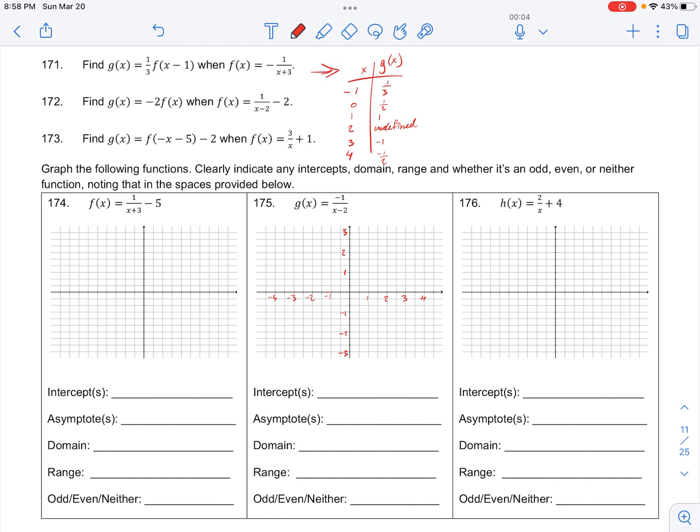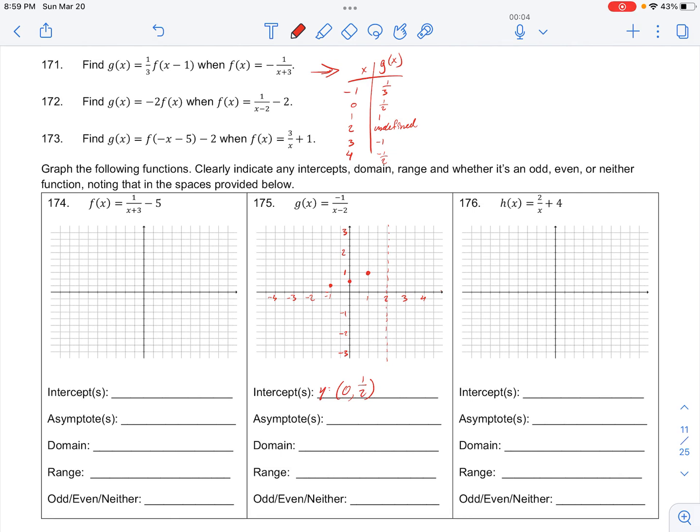So for negative 1, we get 1/3. For 0, we have 1/2. So this is our y-intercept. So we have y-intercept at 0, comma 1/2. Now we have 1, 1. At 2, our function is undefined, so we have a vertical line at 2.